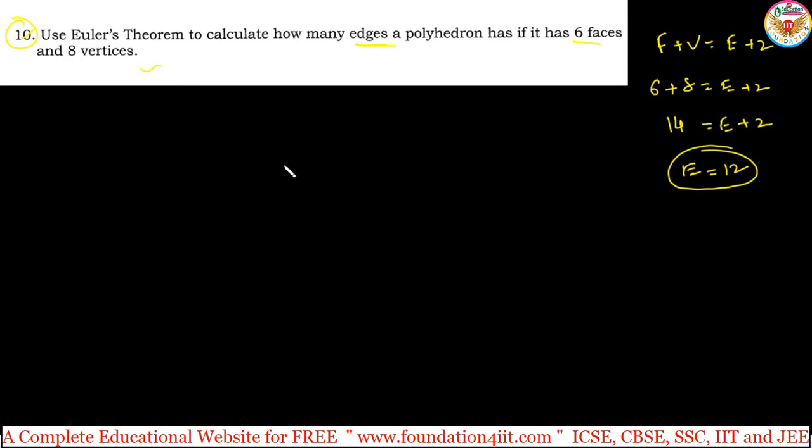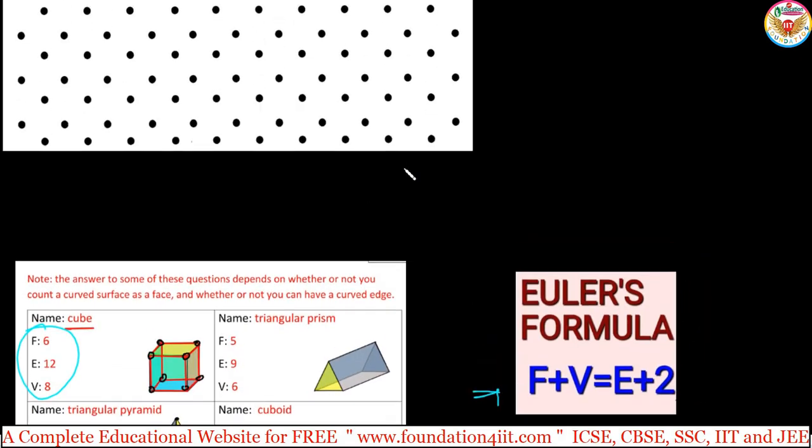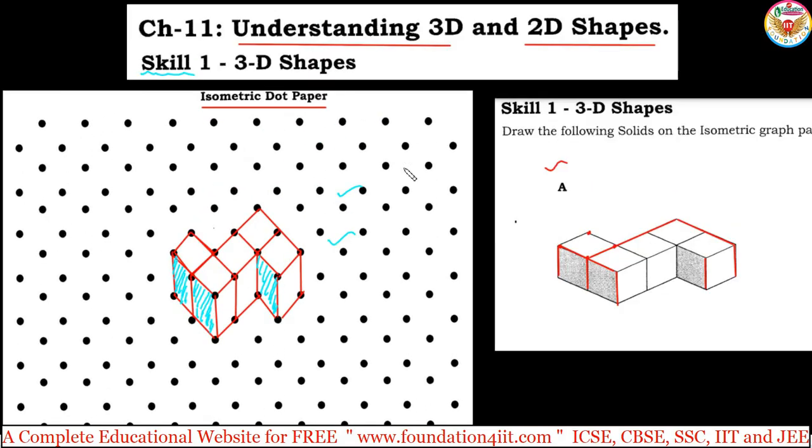Not only this, I'm giving different 3D shapes including faces, vertices, edges. You just have to apply Euler's formula also. Worksheets are given, and you can practice those. All the shapes are given, especially on this dot paper also. To draw all the 3D shapes you can practice to improve the basic skills, especially in this chapter. We can get that PDF file and practice.